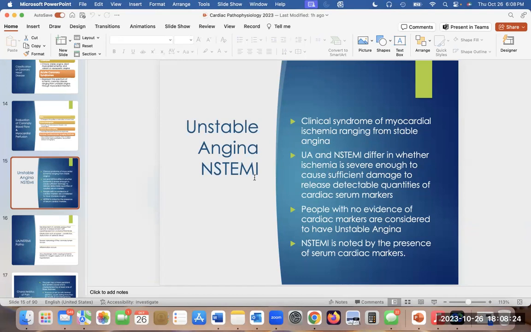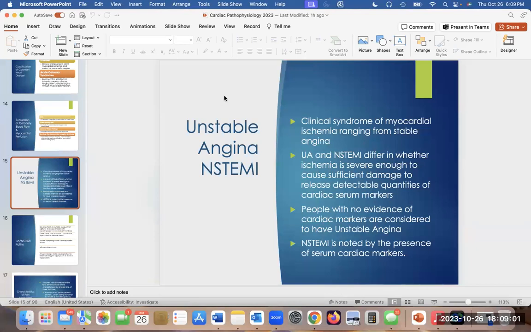So NSTEMI means non-ST elevation myocardial infarction. When they have this, it's not as severe as a STEMI, because when they have a STEMI, that ST elevation is serious. That means it's immediate and we need to do interventions right away, or they could go into cardiac arrest. But yeah, NSTEMI is a less severe form of STEMI and it's a part of that unstable angina.